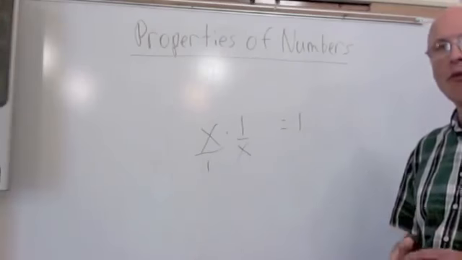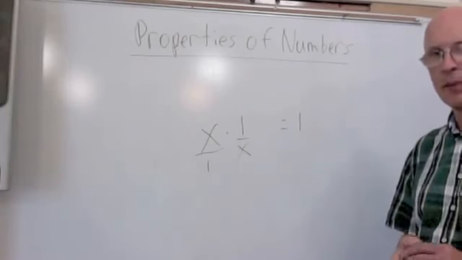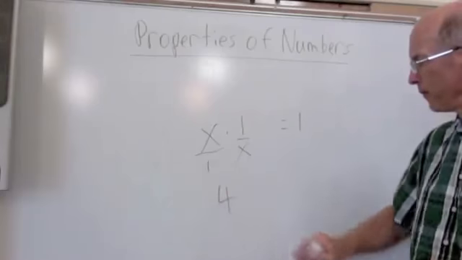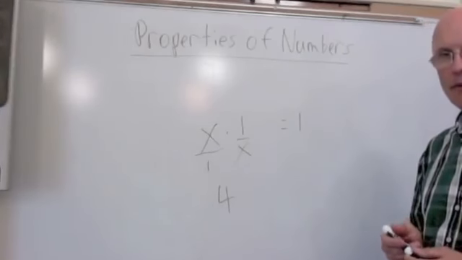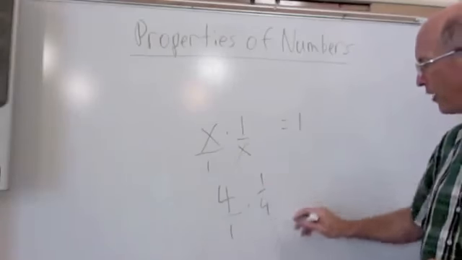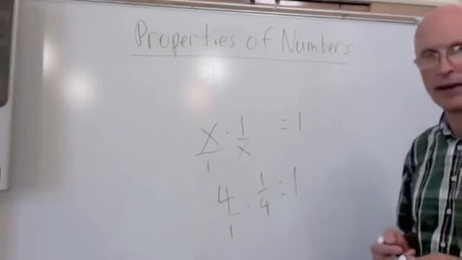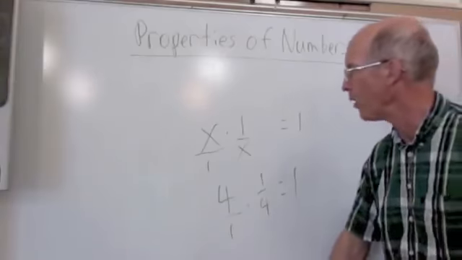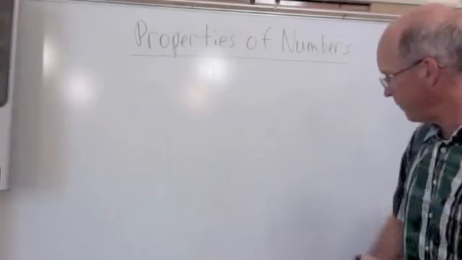Multiplicative inverse of 4. Think about it for a moment. What's the reciprocal of 4? Well, remember it's a fraction. Multiply it by the fraction on its head, and you get 1 back again. Okay, that's the reciprocal. Those are the properties of identity.